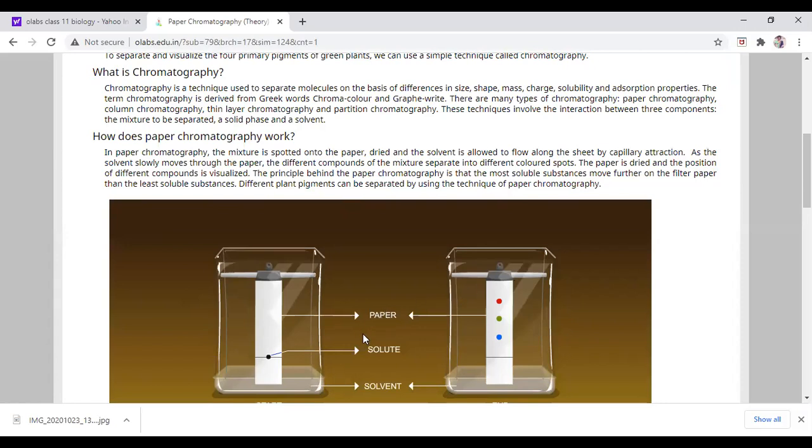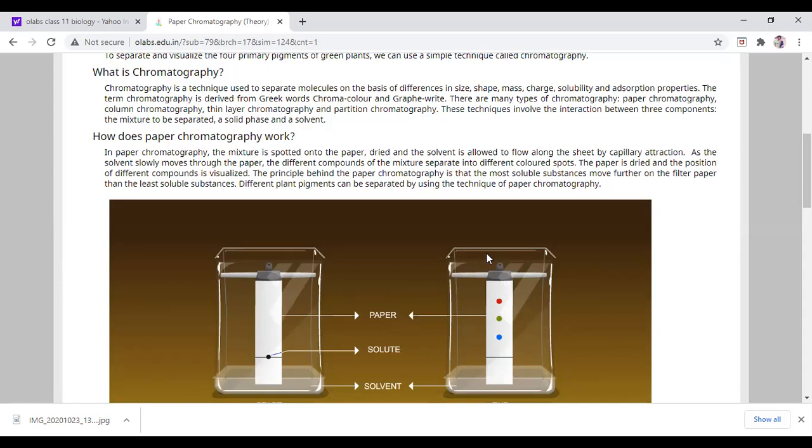The term chromatography is derived from the Greek word chroma meaning color and graphy meaning to write. There are many types of chromatography: paper chromatography, column chromatography, thin layer chromatography, and partition chromatography. So to separate and to write with colors is known as chromatography. That means something is leaving its mark on the paper by different colors, so we are able to identify it. Something is writing by different inks.